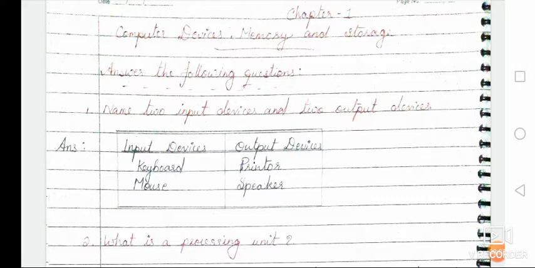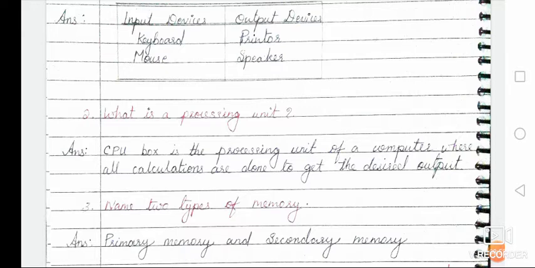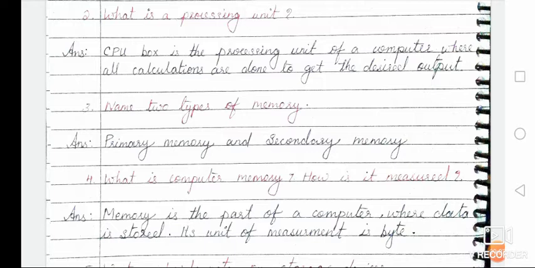Question number 1, name 2 input devices and 2 output devices. Which are the input devices? Keyboard and mouse. Then which are the output devices? Printer and speaker. Second question, what is a processing unit? Answer is CPU box is the processing unit of a computer where all calculations are done to get the desired output. Question number 3, name 2 types of memory. Answer is primary memory and secondary memory.